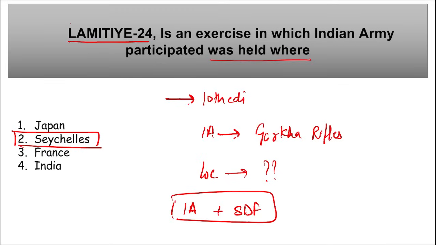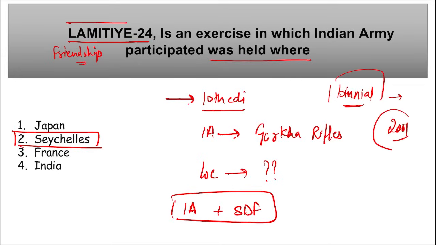This means friendship, right? This exercise started on 18th of March and it will go on till 27th of March. This is the 10th edition of the exercise, and this is a biennial event. That means this exercise is held once every 2 years and it was started in 2001. 45 personnel from both sides, that is from Indian Army and Seychelles Defense Force, took part in this exercise.